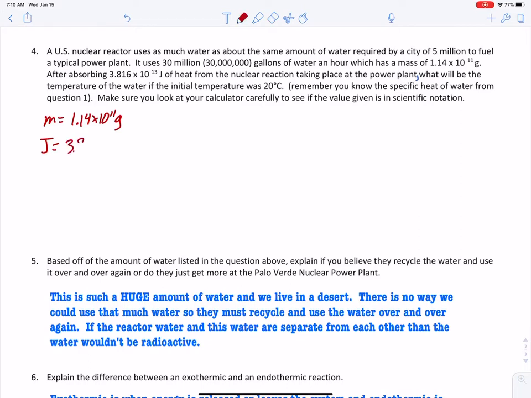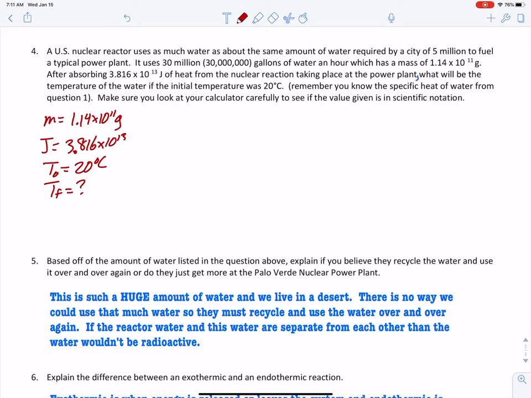So 3.816 times 10 to the 13th. It says, what will be the temperature of the water if the initial temperature is 20? So we know the initial temperature is 20 degrees, and we're looking for what the temperature is going to rise up to after it absorbs all this energy. Now, if it's absorbing energy, we know that that's endothermic. Energy is going into our system, and our system is really just the water. That's what we're concerned about.